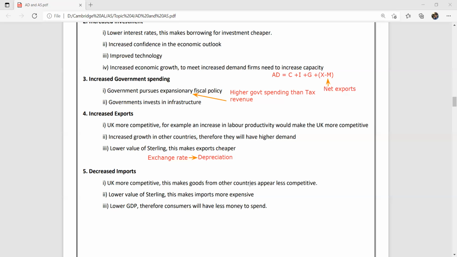Lower value of sterling works the same. As a result, imports are expensive. Whenever imports become expensive, demand for imports falls. That's the reason for the decrease in imports.